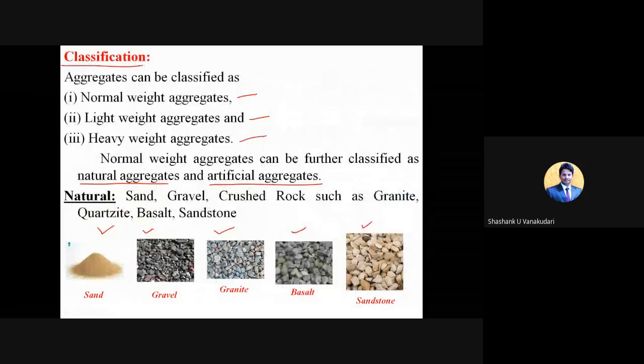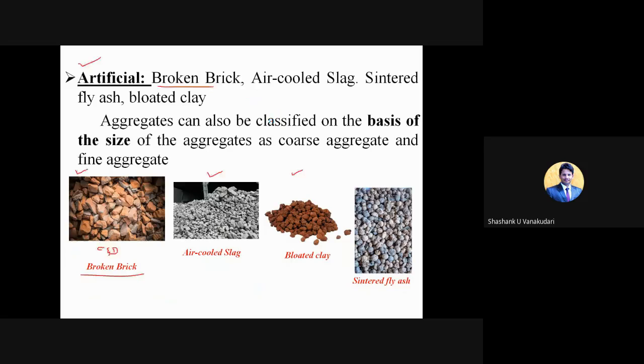And here the aggregates with respect to weight are also decided. Normal weight, in the sense, is basically what we use in our daily construction life. Lightweight, in the sense you can see pumice and all, they are less in weight, and when we require lightweight structures, at that time we can use such aggregates. And heavyweight aggregates means where we require large strength, so that whatever load is developed on the top structures, it can be taken by these heavyweight aggregates.